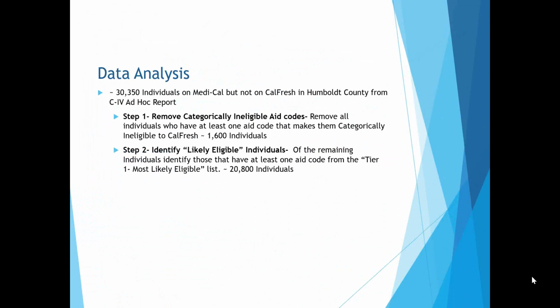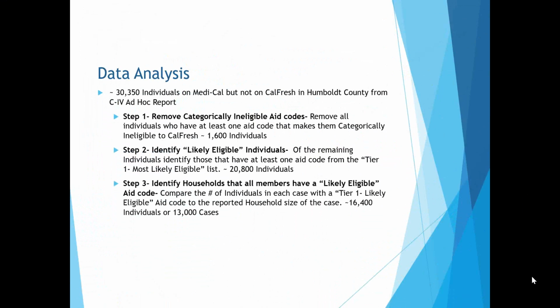And that brought us down to about 20,000 individuals. Still a pretty high number, but we're chiseling our way down to a target population. So now the next step was we said, okay, we want all of the members in that household to have a likely eligible aid code. The reasoning behind that is if there's somebody in the household that's ineligible, we really wanted to focus on households where all members were likely eligible. We think that we're going to get the best results from that.